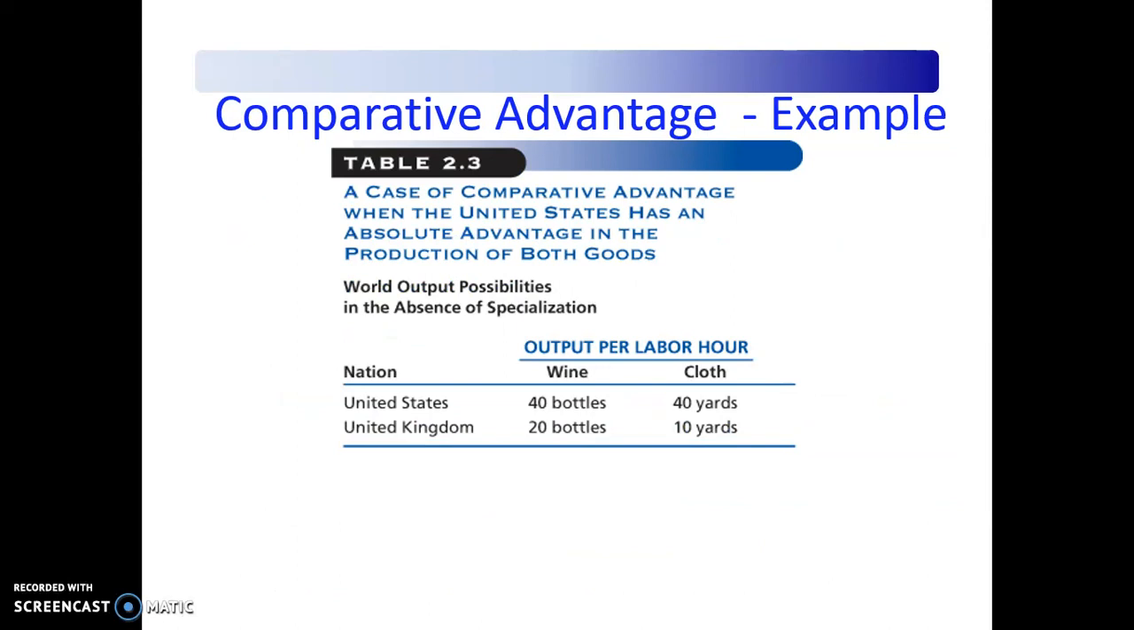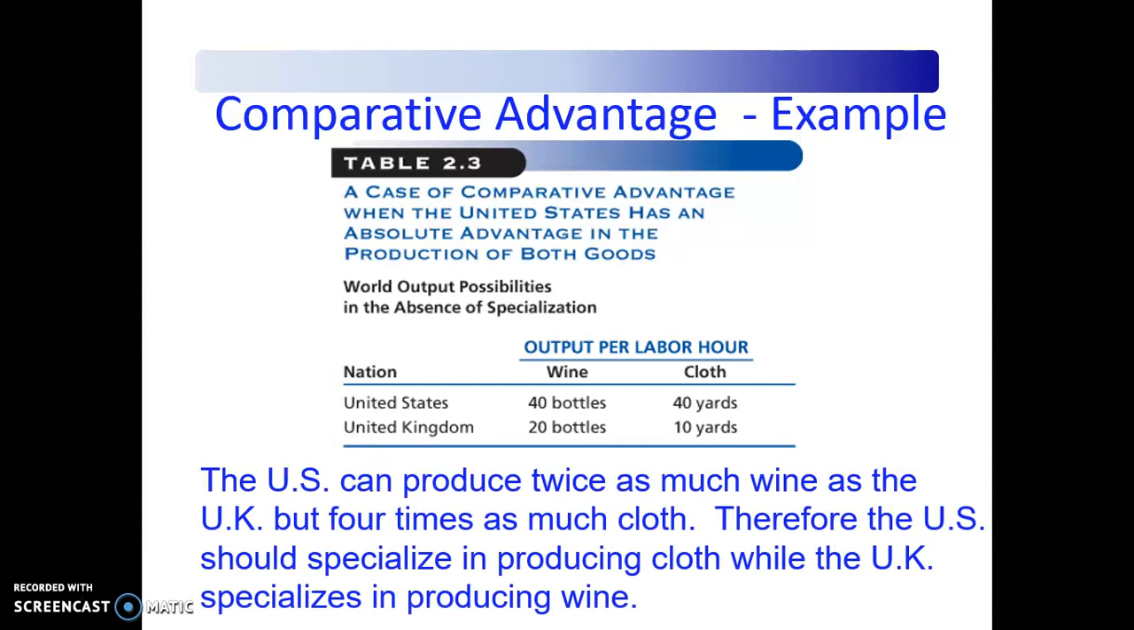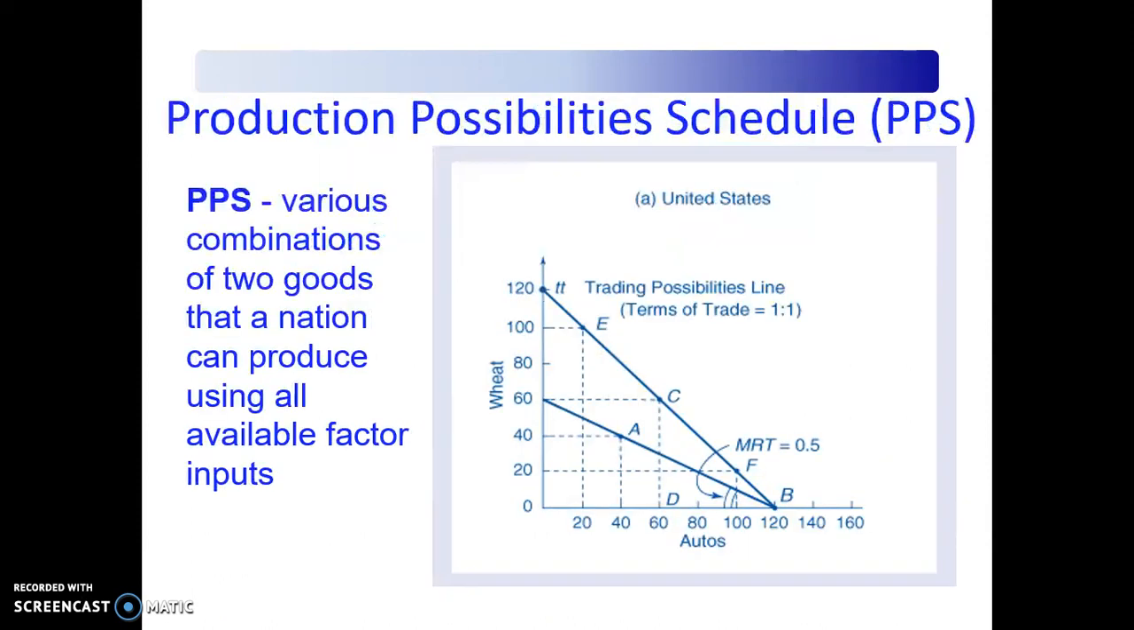So here we have an example of the comparative advantage. In this situation, the United States is outproducing the United Kingdom in both wine and cloth. So according to the theory of absolute advantage, the United States should just keep producing both for itself and not trade with the United Kingdom because they have the most wealth of nation, which is Adam Smith's theory.